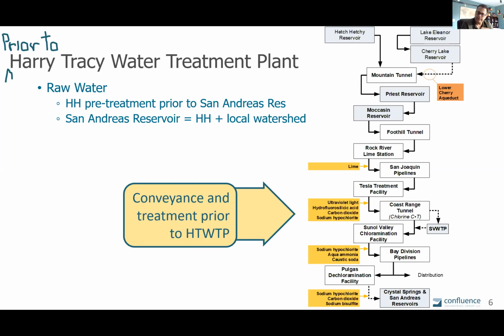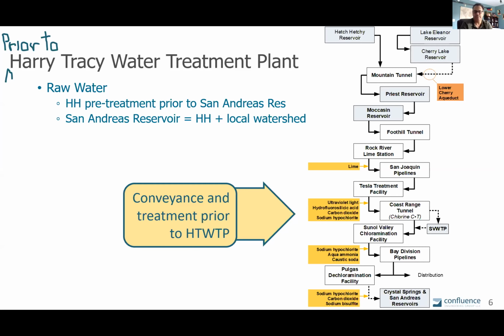At the very bottom of that diagram, you'll see it going into a couple of reservoirs. Prior to going into the reservoirs, which then feed Harry Tracy water treatment plant, there's a dechlorination step of that unfiltered supply, and it also supports the local catchment reservoir water that feeds Harry Tracy.